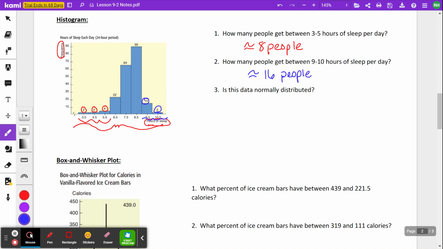Okay. Next question. Is this data normally distributed? Okay, so does it make a nice curve we were talking about? And yeah, it does. It goes up pretty steep, but then it comes right back down, right? So that would be yes. It's evenly distributed.